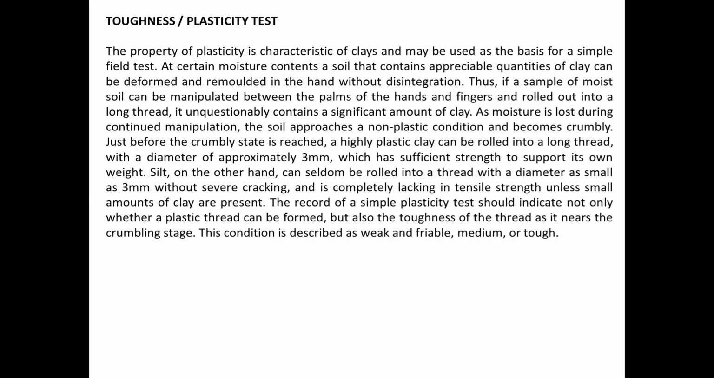As moisture is lost during continued manipulation, the soil approaches a non-plastic condition and becomes crumbly. Just before the crumbly state is reached, a highly plastic clay can be rolled into a long thread with a diameter of approximately 3 millimeters, which has sufficient strength to support its own weight. Silt, on the other hand, can seldom be rolled into a thread with a diameter as small as 3 millimeters without severe cracking, and is completely lacking in tensile strength unless small amounts of clay are present.